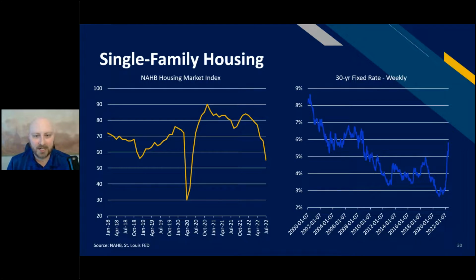On the right-hand side, we're looking at the weekly mortgage rates. And there are two things I wanted to point out here. One is, obviously, the big jump recently, but also the broader context, as here we're going back to 2000.